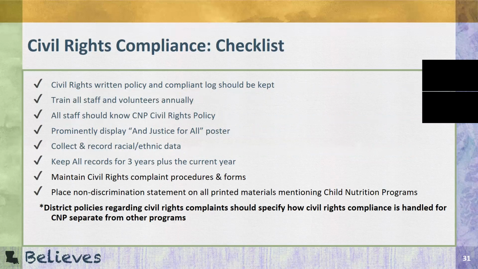So here is your checklist for civil rights compliance. Number 1, make sure that the civil rights written policy and complaint log is kept. Train all staff and volunteers annually. All staff should know CNP civil rights policy. Prominently display the "And Justice for All" poster, collect and record racial and ethnic data, keep all records for 3 years plus the current year. Also make sure to maintain civil rights complaint procedures and forms, and place the non-discrimination statement on all printed materials mentioning child nutrition programs. As a reminder, district policies regarding civil rights complaints should specify how civil rights compliance is handled for CNP, separate from other programs.